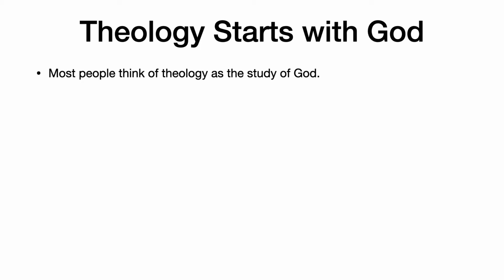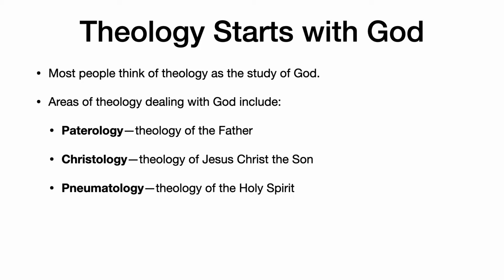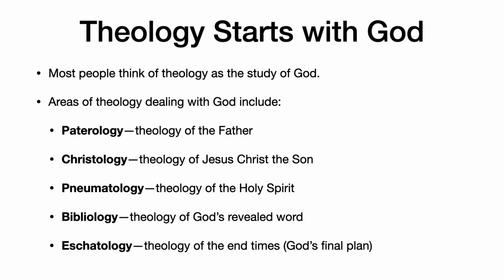So there's a lot of different aspects to theology, and I'm going to give you a lot of terms. The point of these terms is not that I want you to memorize them or anything like that. I just want to point out that these different aspects are things that people have put a lot of thought into, such that they even have their own terms for them. Some areas of theology that deal with God include paterology, which is the theology of the Father. Pater comes from the word for Father. Christology is the theology of Jesus Christ the Son. Pneumatology is the theology of the Holy Spirit. Bibliology is the theology of God's revealed word. And eschatology is the theology of the end times, or God's final plan.